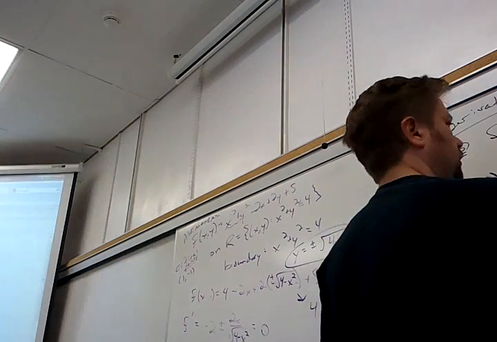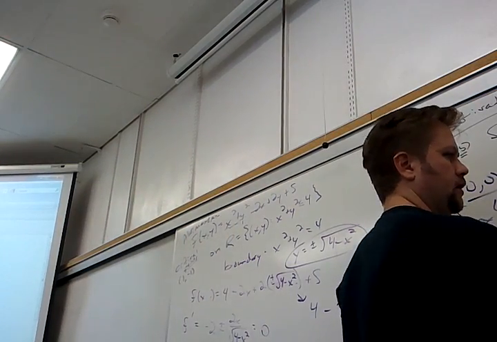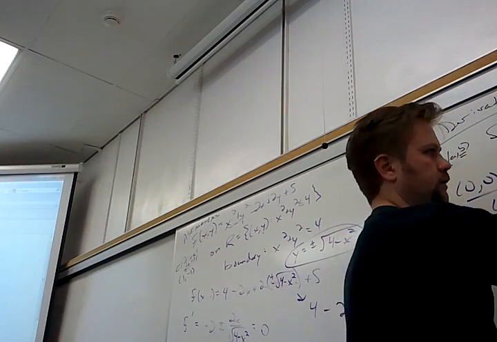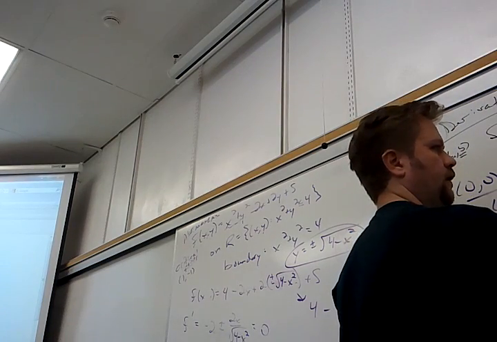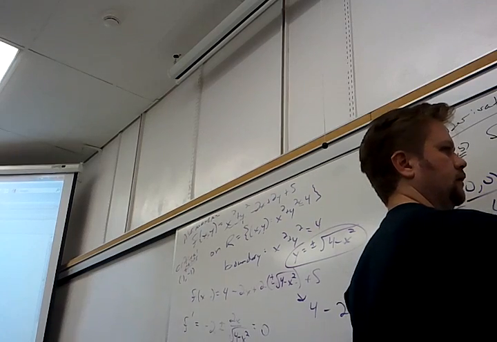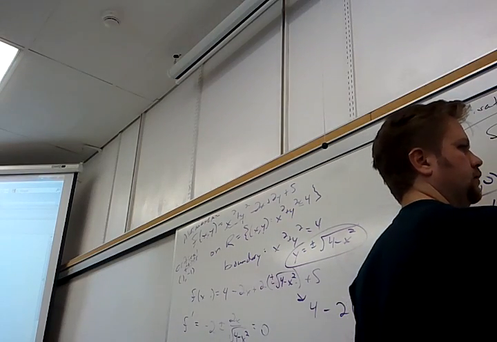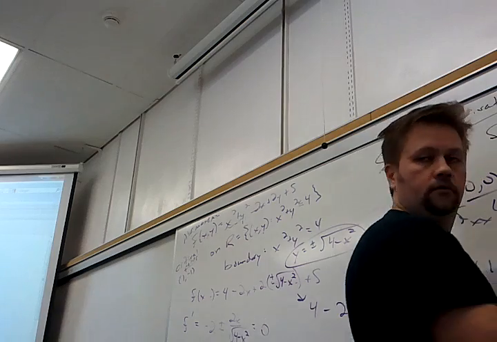That's your f. So then you would say, okay, if you're checking along this line segment here, you would set y equal to 0. So you get f of x equals x squared minus 2x. f prime, 2x minus 2. You get x equals 1.